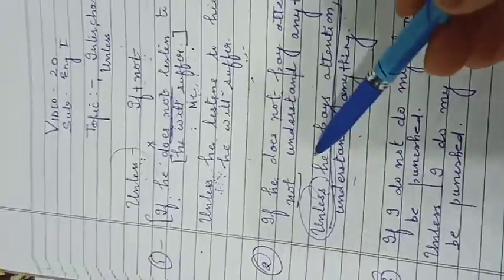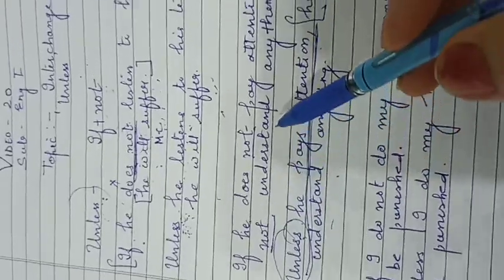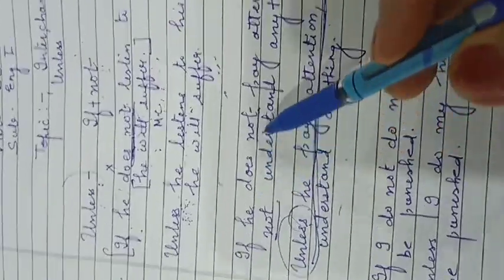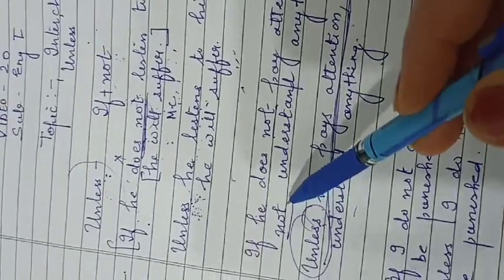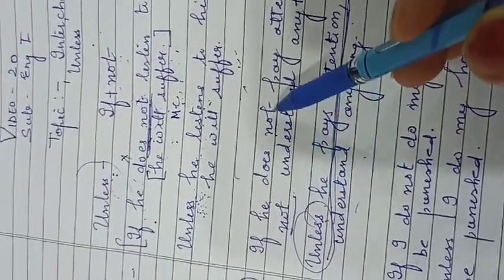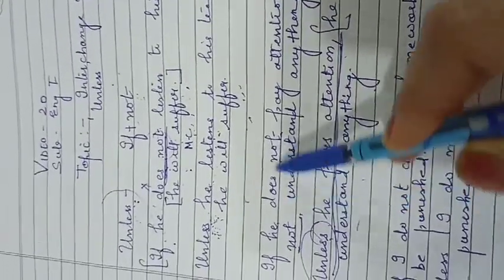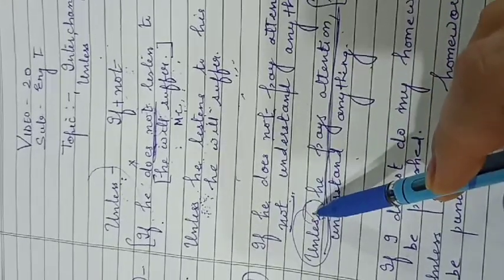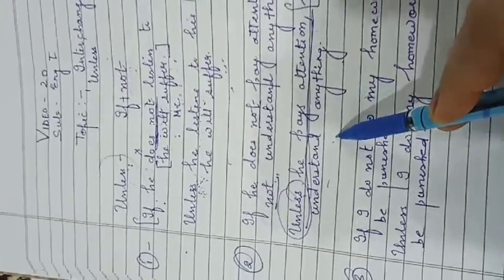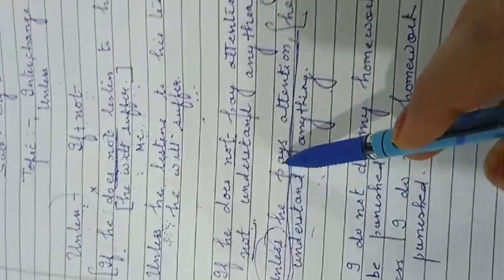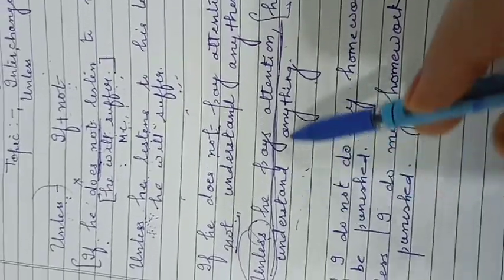One more example: if he does not pay attention, he will not understand anything. Now how many nots are given here? One not in the subordinating clause, one not in the main clause. There are two nots here, so one is unless and one more not stays in the next clause. Example: unless he pays attention, he will not understand anything.